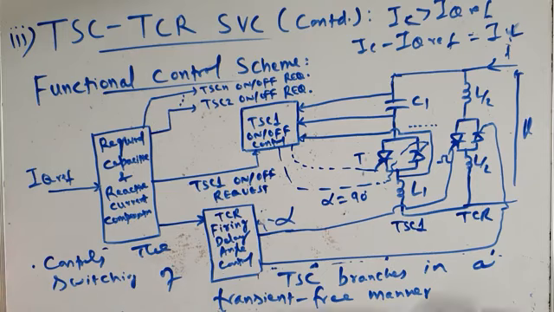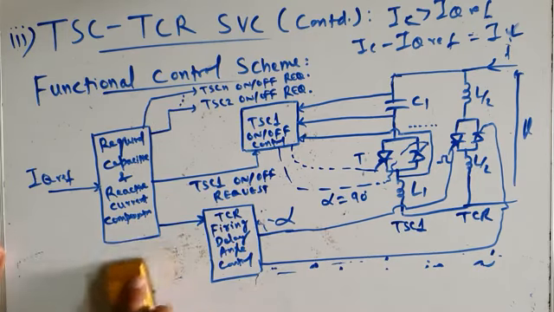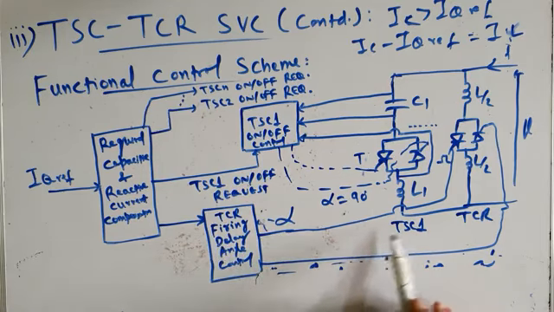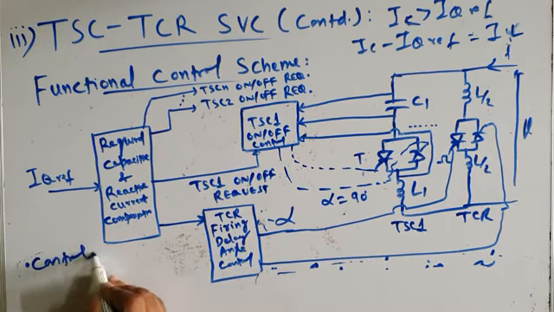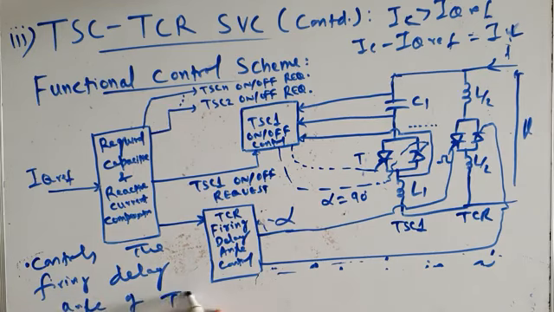That is the second function. Okay. What is the third function? The third function is that it determines the firing angle control or firing delay angle of this TCR. This is the third function: it controls the firing delay angle of TCR. So these are the 3 main functions which have to be performed by this control scheme.